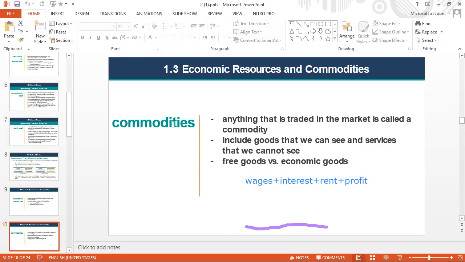Commodities: a commodity is anything traded in the market, including goods or services. Goods are tangible, and services are intangible.